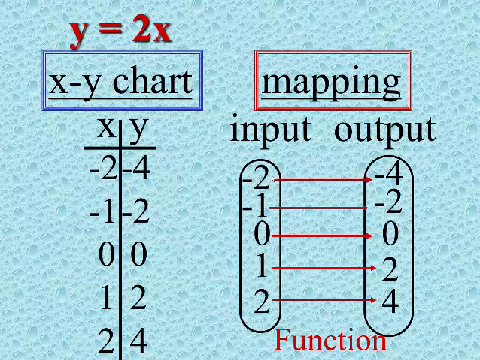If we had a case where -2 pointed to two different values, it would not be a function. In general, anything that is of the form y is equal to mx plus b is a function. So this is y is equal to my slope, 2x, plus my b value here is actually 0. So yes, this is a function.